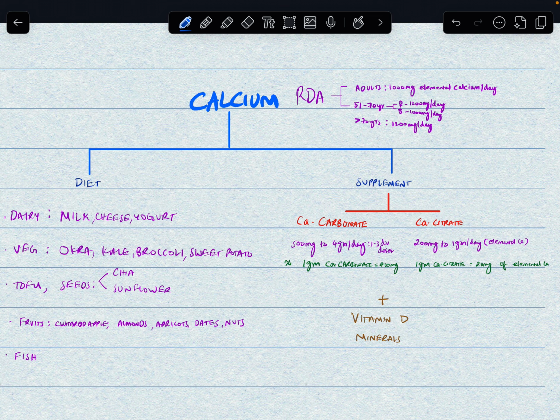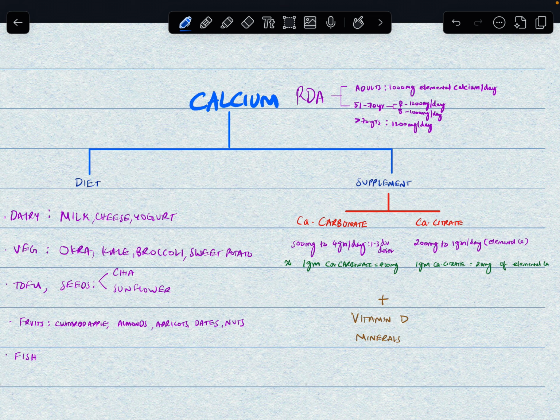So if you look at the percentage of elemental calcium of these salts, 1 gram of calcium carbonate contains 400 mg of elemental calcium, whereas 1 gram of calcium citrate gives 211 milligrams of elemental calcium.